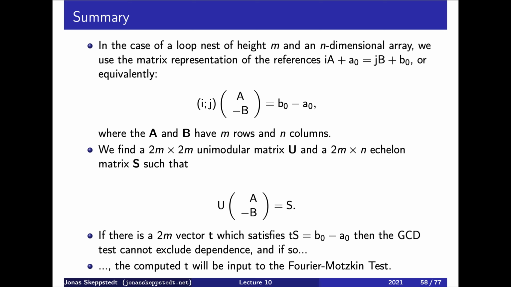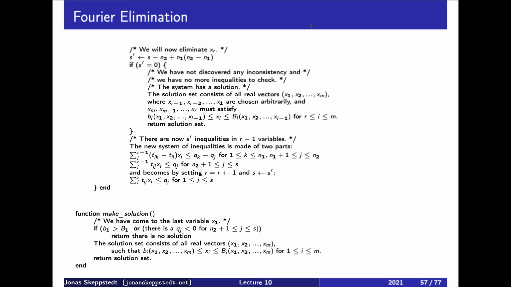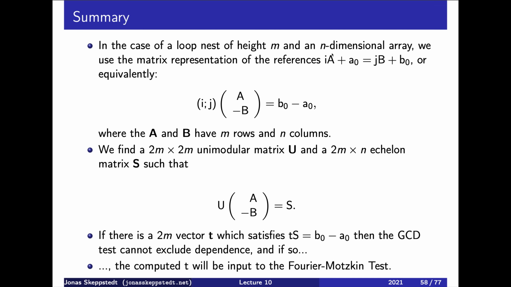Okay, summary so far. We have two references, and we have this equation, and if there is an integer solution within the loop bounds, then there is a data dependence. So we find a unimodular matrix U and the echelon matrix S, and if there is a solution to that, we will compute the solutions and put them into this test that we just saw about the loop bounds.